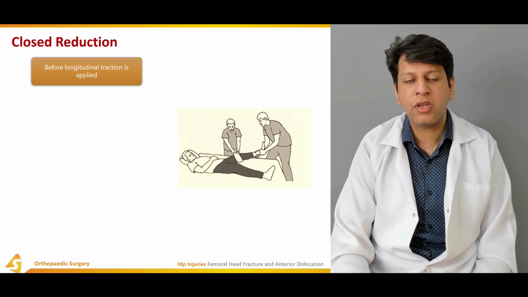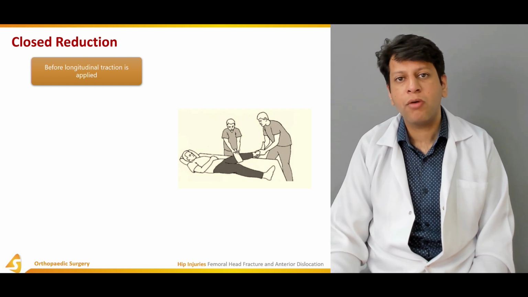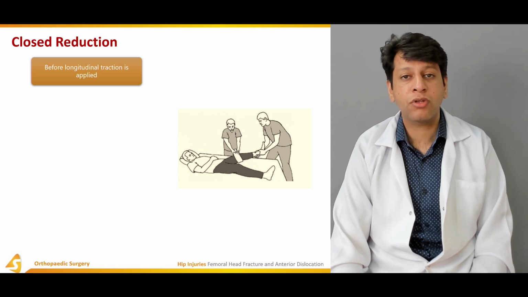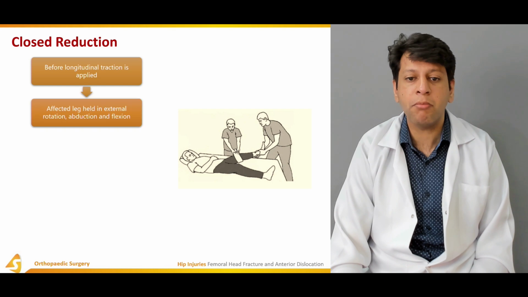If that is still unsuccessful, another option is to apply a screw towards the greater trochanter and use that to push it out. But you have to apply the lateral as well as the longitudinal force. That is what must be remembered.